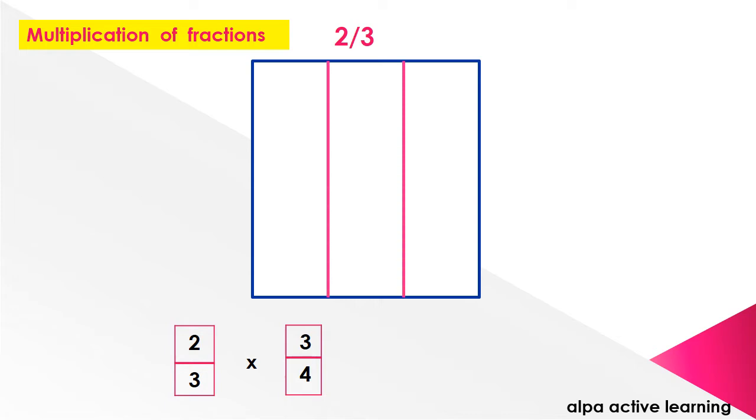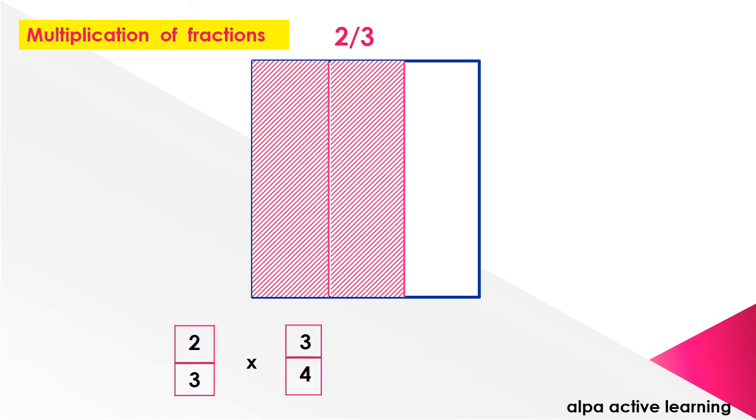Clear? Now we want 2 upon 3. So we'll color 2 parts of this. So this pink color's portion is 2 upon 3. Now with the same given figure, we will show 3 upon 4. That means I need to show 4 parts. So let's show this fourth part by drawing the horizontal lines.